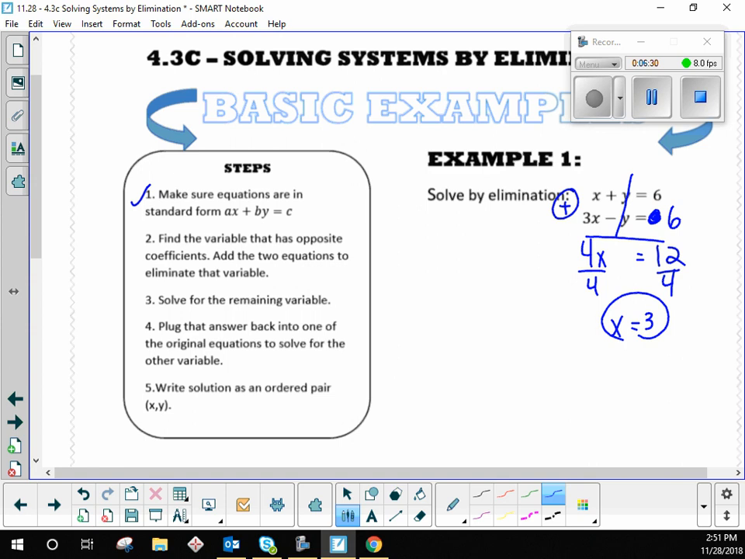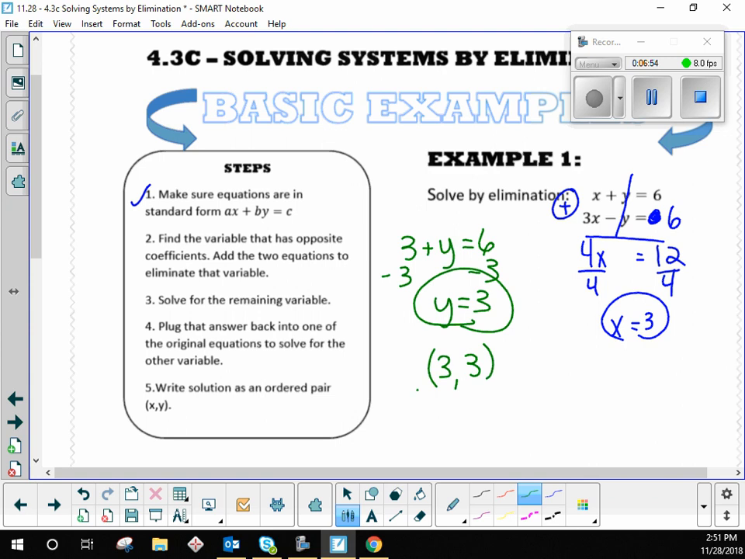And now after this, the process is the exact same as what we did yesterday. You take x equals 3 and you plug it into either of the original equations. Which equation do you want? First one. Okay. So I'll plug x equals 3 into the first one. 3 plus y equals 6. Minus 3 from both sides. y equals 3. And the very final answer is an ordered pair. x first, y second.